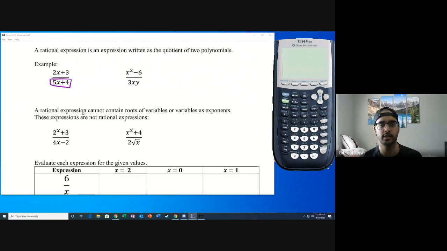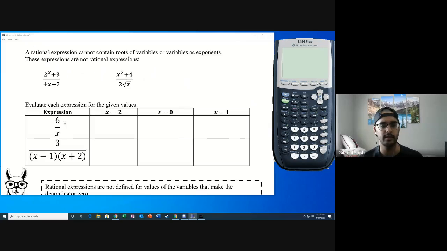Okay, a rational expression cannot contain roots of variables or variables as exponents. So the following two expressions are not rational expressions. You've got an x as a variable exponent. That can't happen. In the other one, you've got a square root of x. That also can't happen in a rational expression. Okay, we're just going to evaluate these two rational expressions for these given values just to see what happens. A little bit of an investigation.